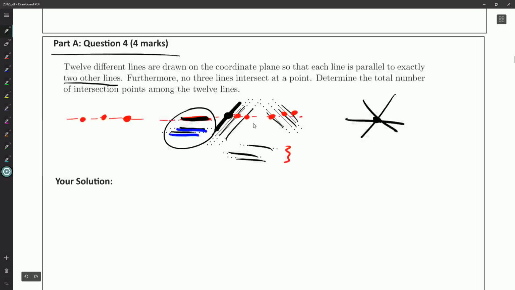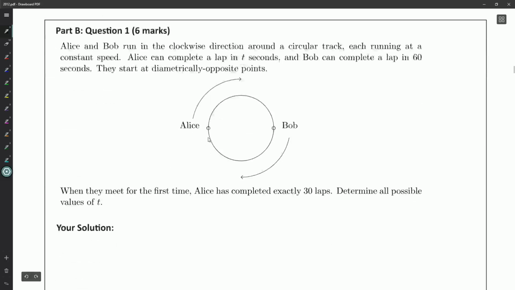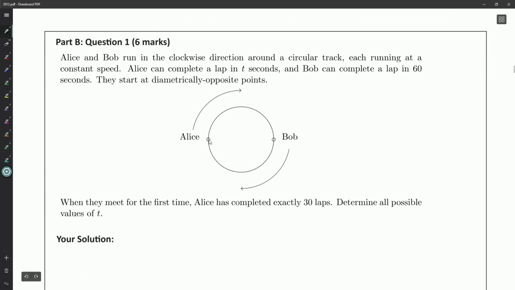Alright, so that was A4. Up next, we're going to be starting the B part questions. They're worth a little more. They should, in theory, be a little harder. So we'll start that in the next video. We'll learn about Alice and Bob then.